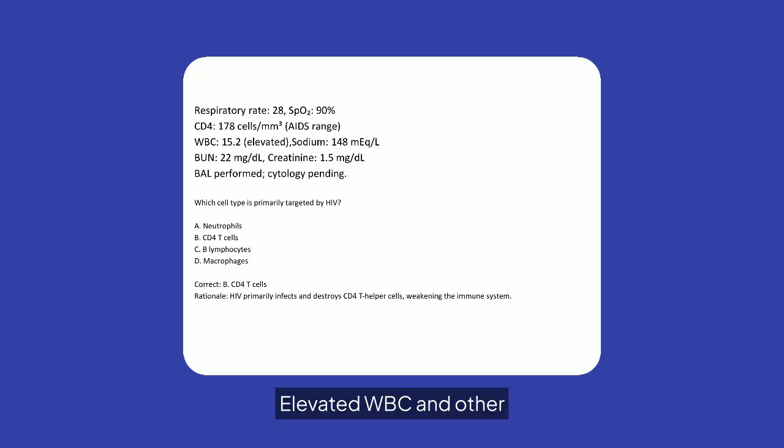Elevated WBC and other lab values are noted. A BAL was performed, with cytology pending. The question asks which cell type HIV primarily targets. The correct answer is CD4 T cells, as HIV weakens the immune system by destroying these cells.